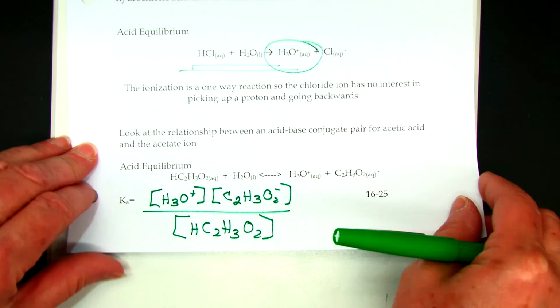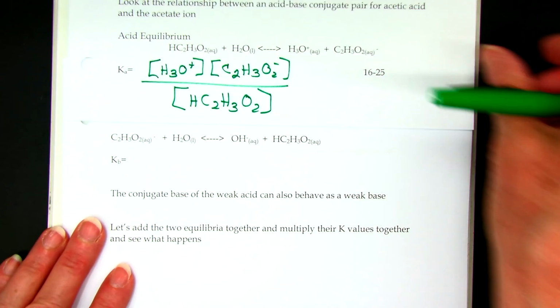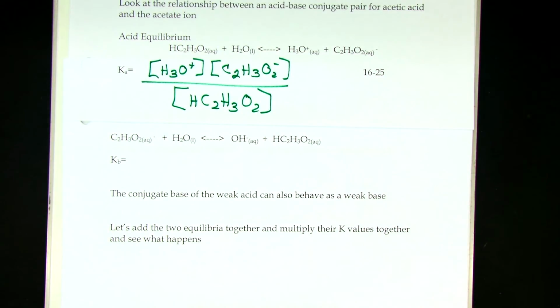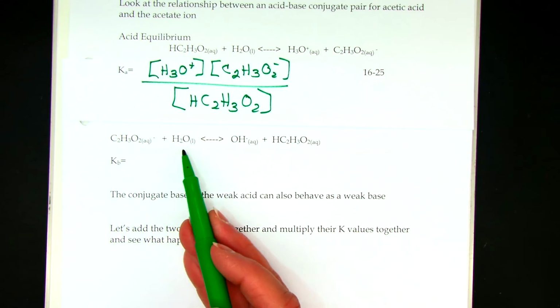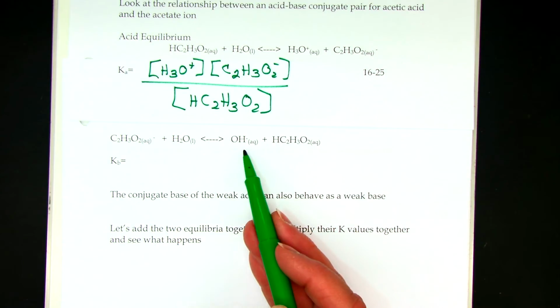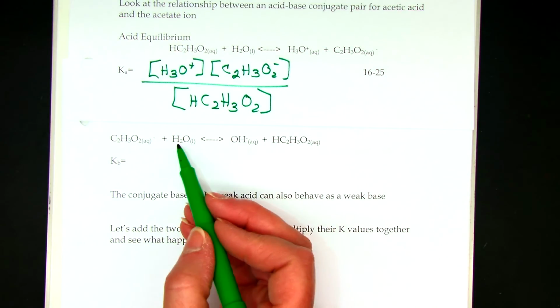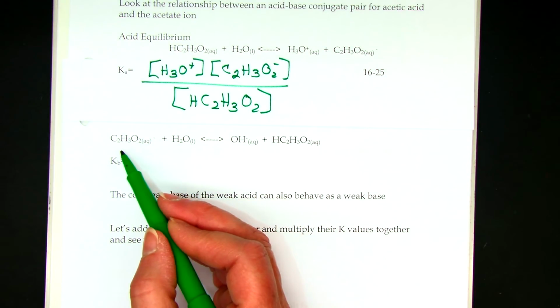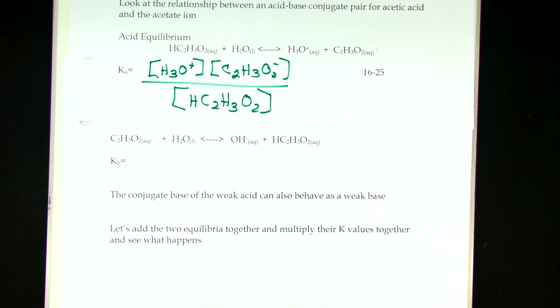Now, let's look at what can happen with the acetate ion by itself. This is what's going on with the acid dissociating. But if I put the acetate ion in water by itself, where I don't have any acid in the beaker at the time, it can react with water in equilibrium to make a hydroxide ion and the acetic acid. So one of these protons is hooking up with the acetate ion to make acetic acid, and I'm making a hydroxide ion. So this conjugate base of the weak acid exhibits basic behavior when it's placed in water.